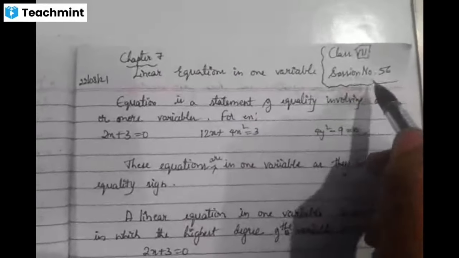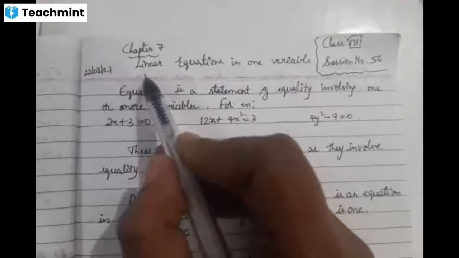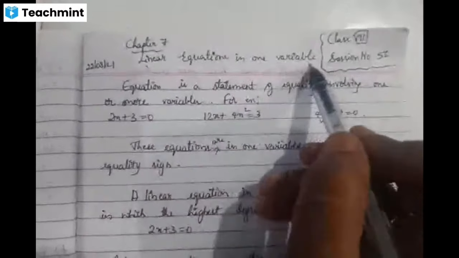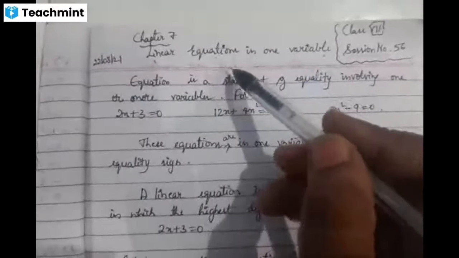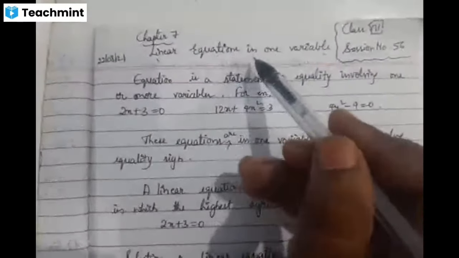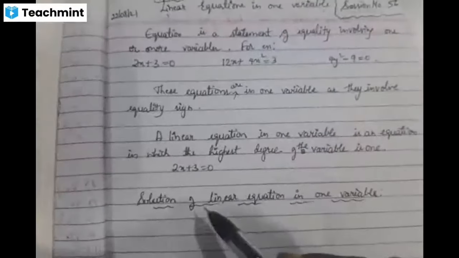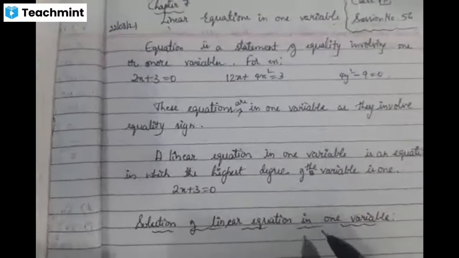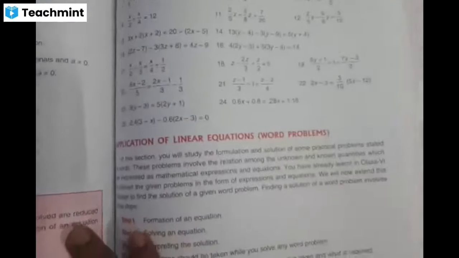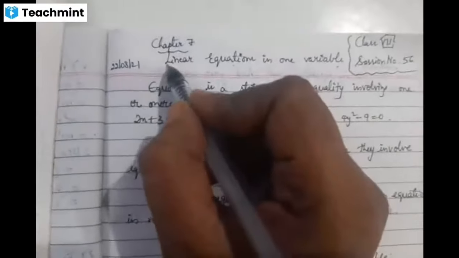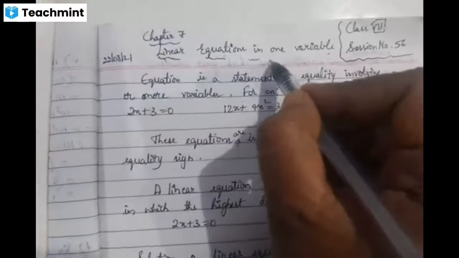Okay, children, in this session number 56, we are going to start chapter number 7, linear equations in one variable. We are going to understand in this session what is a linear equation in one variable and how to solve the linear equation which is in one variable, and also we are going to solve the problems from worksheet number 1, as many problems as we can. So let us start from the meaning of linear equations in one variable.